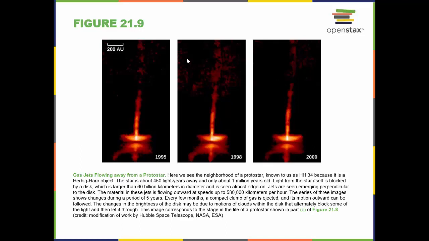So this series of three images show changes during a period of about 5 years. And every month a compact clump of gas is ejected, and its motion outward can be followed. And the changes in the brightness of the disk may be due to the motion of clouds within the disk that alternately block some of the light and then let it through.